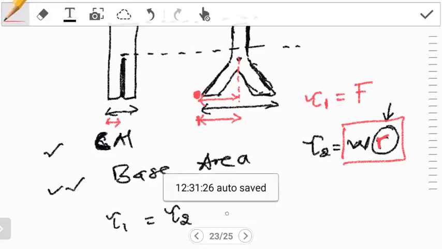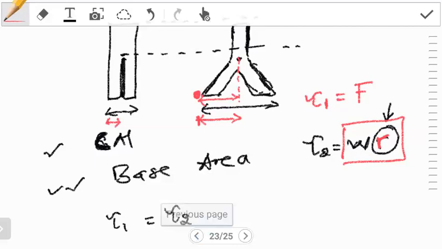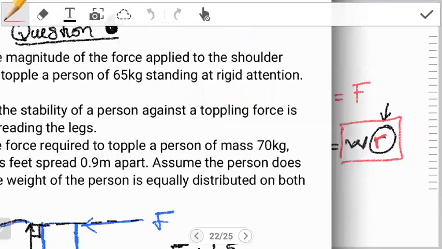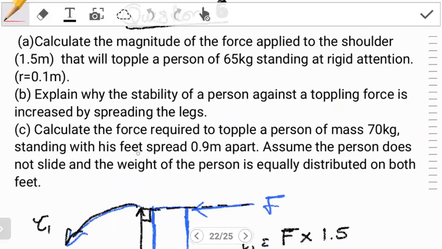Now, let's quickly go to the third question, the last one. For the third question, what they're saying is: calculate the force required to topple a person of mass 70 kg standing on his feet spread 0.9 meters apart. Assume the person does not slide.